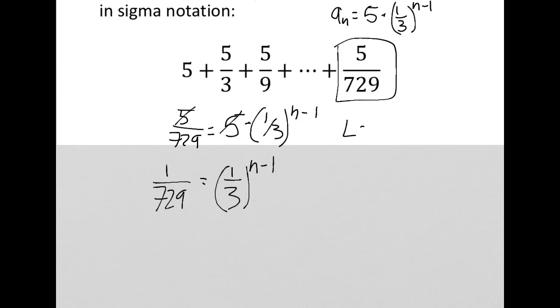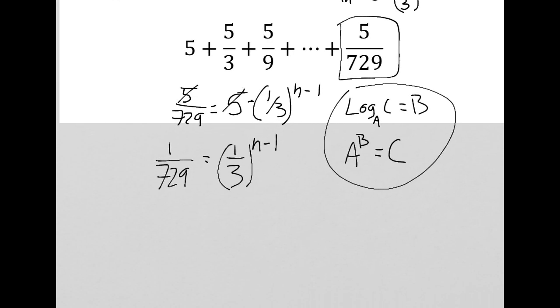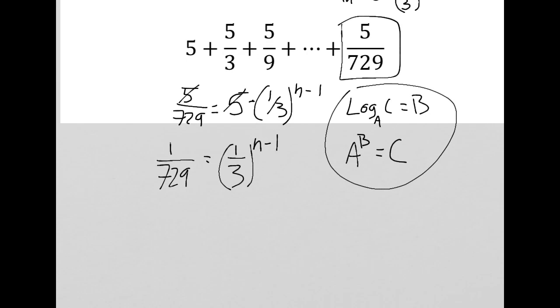So remember that the log base A of C equals B if and only if A to the power of B equals C. These two forms are equivalent. You can go back and forth between them, and we're going to do that here. Notice that the base of the log is the same as the base of the exponent. That's where I always start.